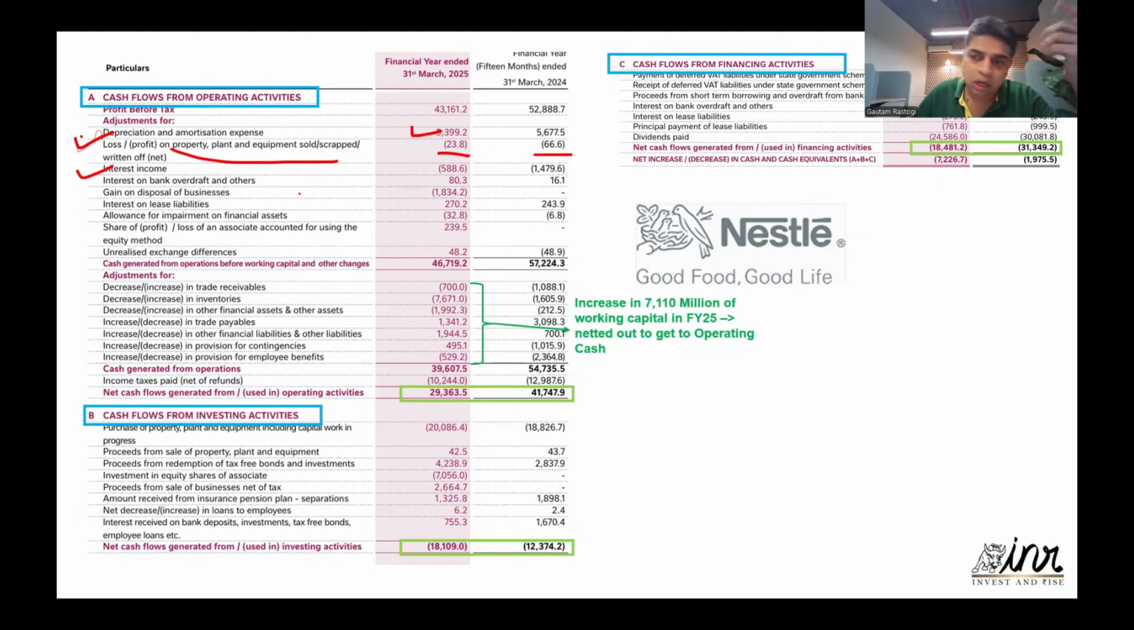Interest income. Now, what is interest income? Any surplus cash that they have, they'll probably park in a bank and earn FD kind of interest. That again is not a part of their core operations. So any income that they make, let's say as interest, which in this case is 588 million, needs to be removed from operations.